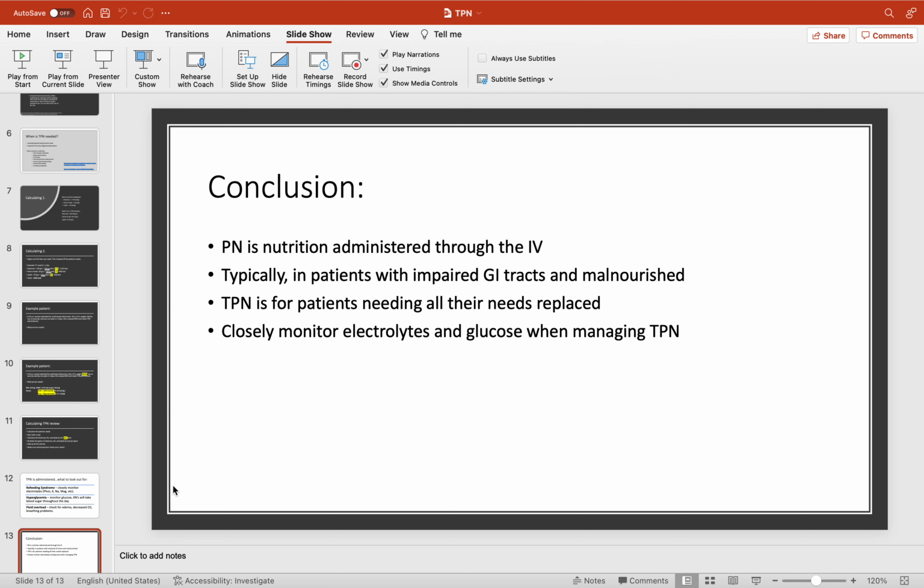And that is TPN, that is parenteral nutrition. So again, parenteral nutrition is administered through an IV, and that's what differentiates it from EN or enteral nutrition. It does not enter your system, is basically what that means. It's not entering your GI tract. So we typically do it with patients who have impaired GI tracts and who are malnourished. TPN is for patients needing all their needs replaced, and again, it is a central line, so just remember that. It is a central access.